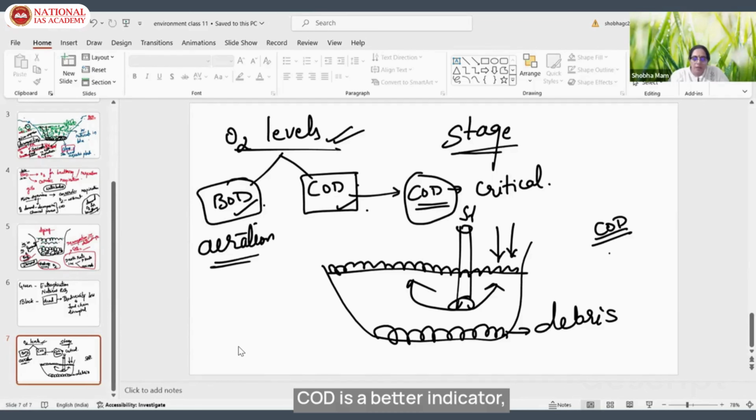COD is a better indicator of the state of the lake.